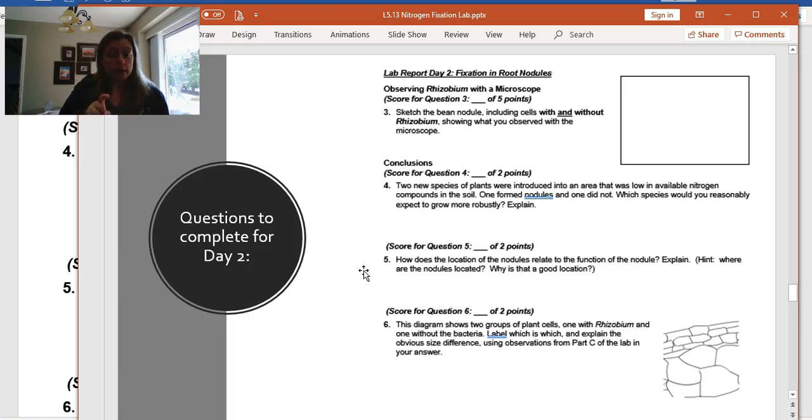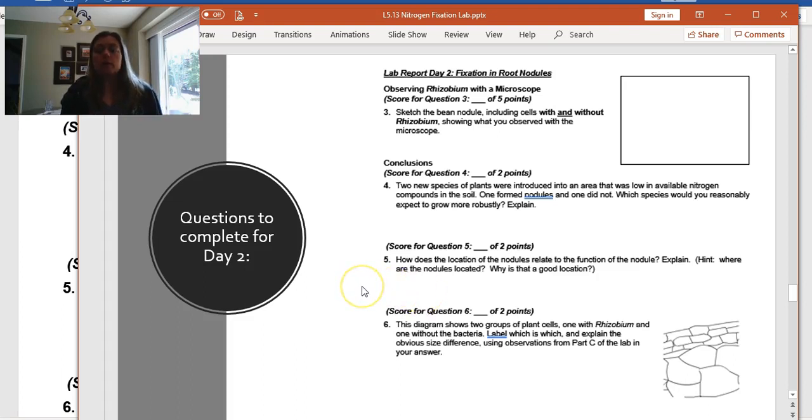I do not want a one-word answer. I will not even bother to grade it. Don't tell me the one with the nodules or the one without the nodules. You need to elaborate. This is where you show me what you know. I want to see vocab terms. I want to see an explanation.